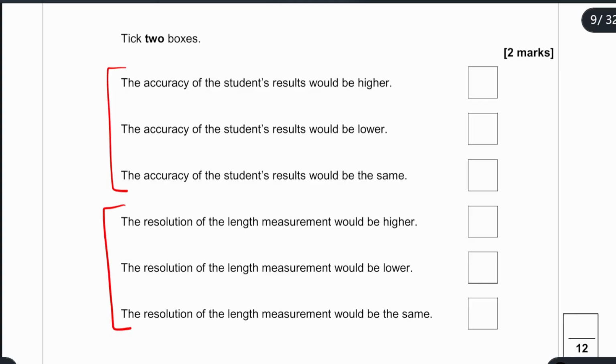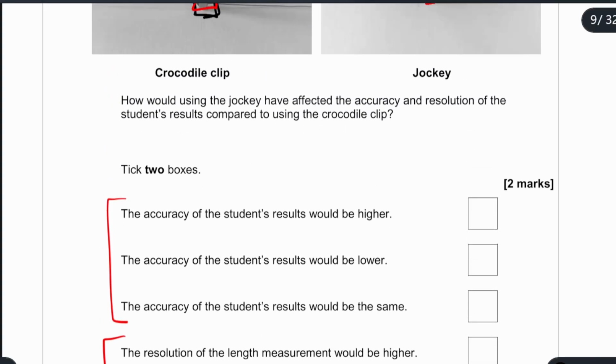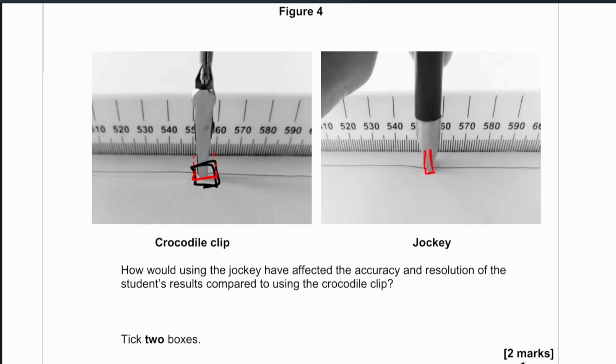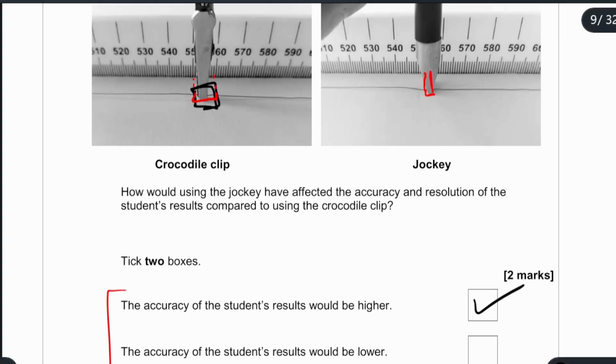And so for the accuracy, will the accuracy actually be higher because we're able to more accurately measure the length of the wire? That means that when we do our results, there's going to be less error in the length, because this tip here is much more narrow, so you can get a more accurate reading.